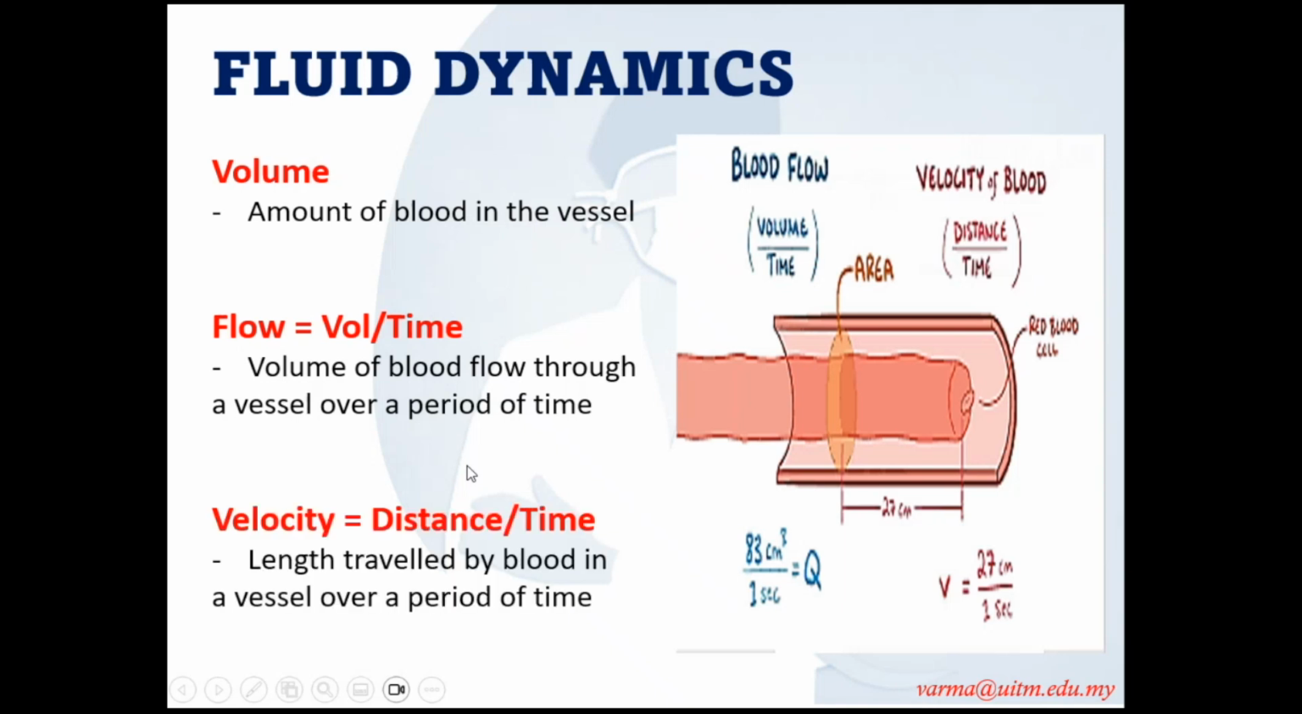Velocity is distance over time. We have a volume of blood; within 1 second, how much of the distance of the blood vessel can it cover? That is velocity. The same blood volume, within a stipulated time, how much length can it cover. Whereas flow is volume over time: within the stipulated time, how much volume can it cover. Remember these differences. Flow and velocity are not the same, but they are interrelated.